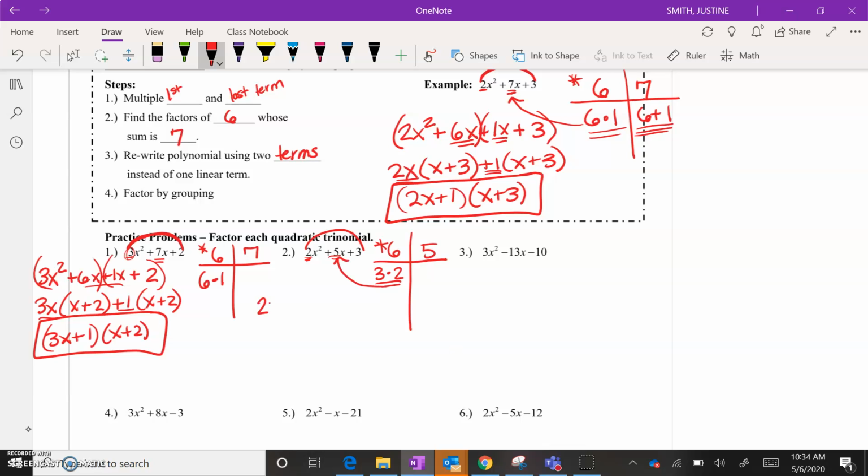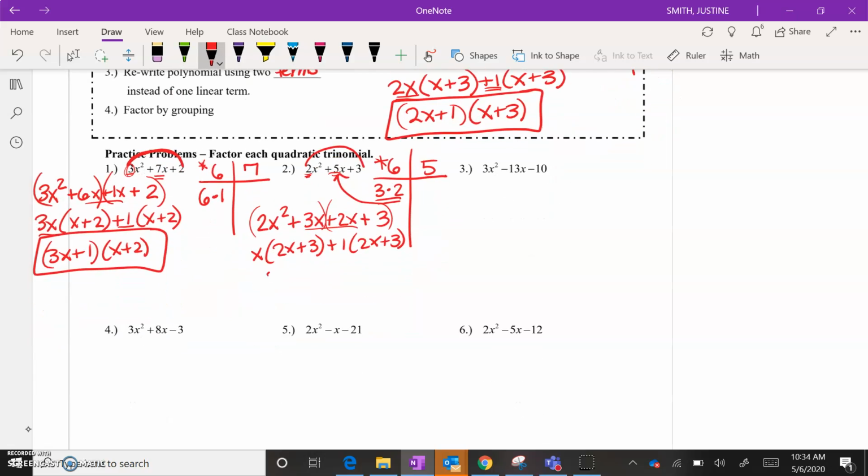So I'm basically going to take this and plug it in just for my middle term. So I'm going to rewrite this as 2x squared plus 3x plus 2x, because again, that would add to 5x, plus 3. And now I'm going to do grouping here. And I can take out an x and get 2x plus 3. I can take out a 1 and have 2x plus 3. So that's going to leave me with 2x plus 3 and then x plus 1.